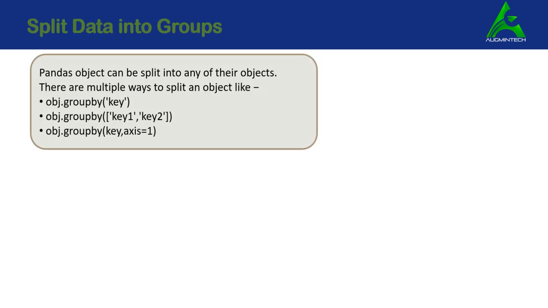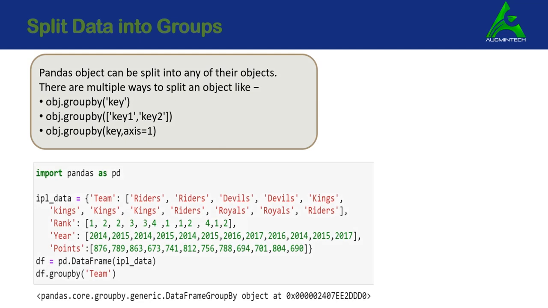Now let's see how to split data into groups. A Pandas object can be split into any of their objects. There are multiple ways to split an object like object dot group by, passing a key to it, object dot group by, passing multiple keys to it, and object dot group by, passing a key along with the column specifying axis equals 1. So here we first import pandas as pd, and here we have the data frame for IPL having columns like team, rank, year, points, and then we can actually group by team here.